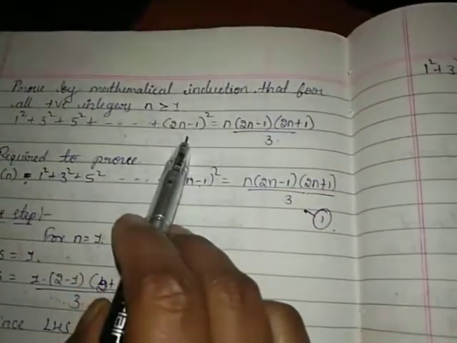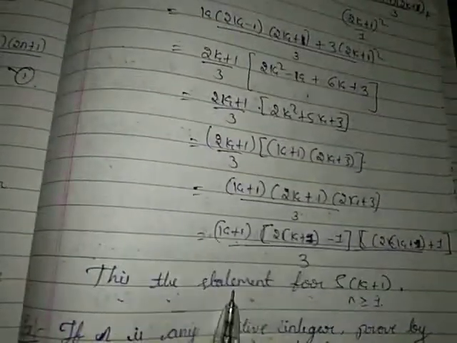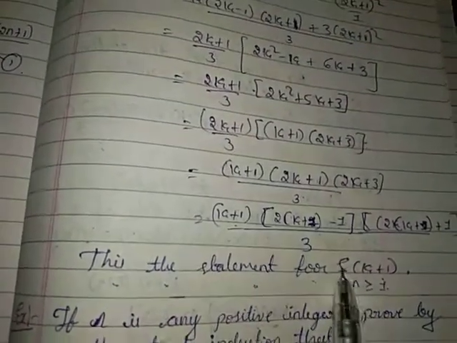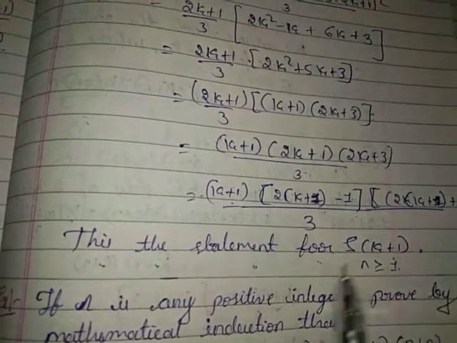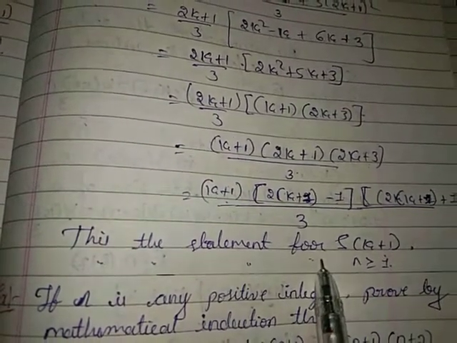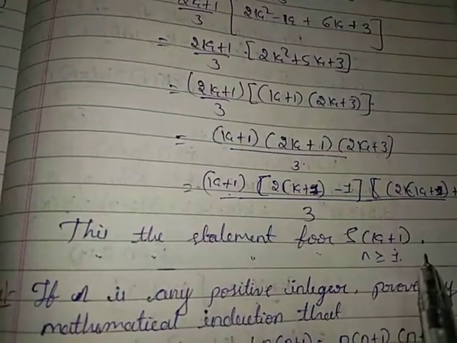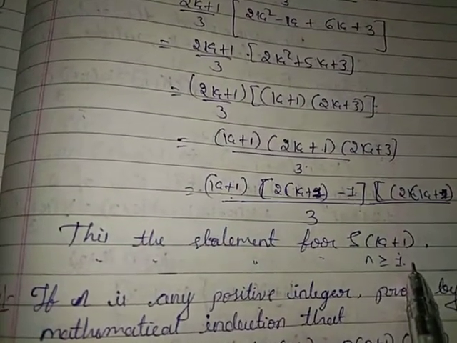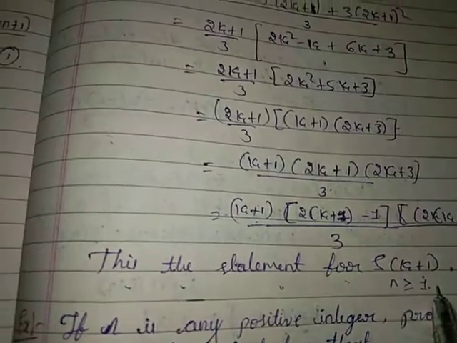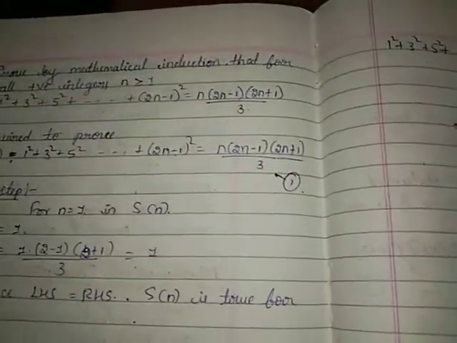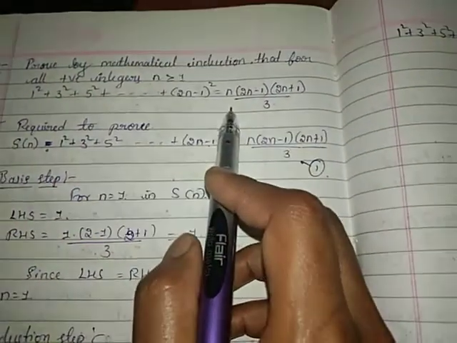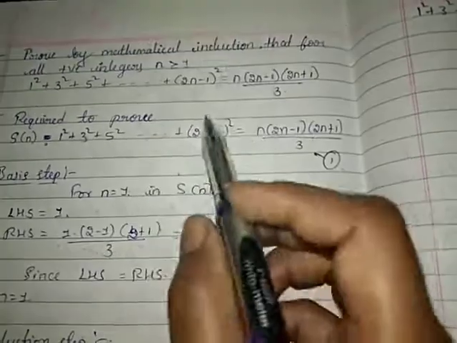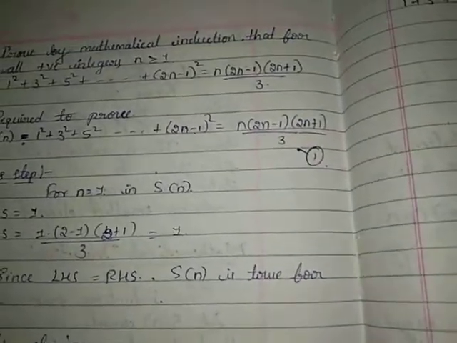So that's why we declare that the given statement is true for n equal to k plus 1. And again we say that the given statement is true for all n greater than or equal to 1. So that is the method of solving by mathematical induction, or the procedure to prove the given statement by mathematical induction. This will be the procedure to solve the examples.